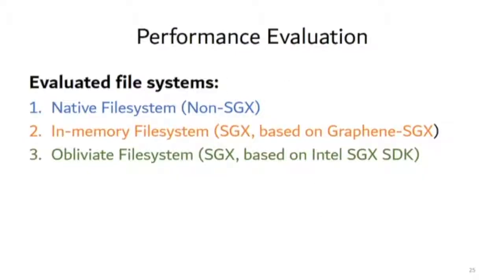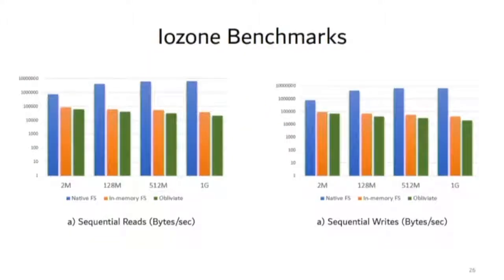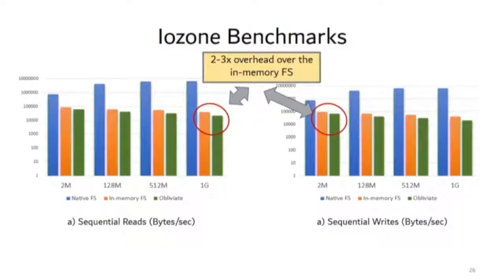For performance evaluation, we took three reference file systems. One is the native file system, which is just a regular Linux file system. We use the in-memory file system that I explained at the start of this presentation, and we also use Obliviate, our own file system. We show ISON benchmarks, and comparing Obliviate and the in-memory file system, their performances are actually very similar. We have less than 3 times overhead against the in-memory file system. I won't say very little, but still less than 3 times.